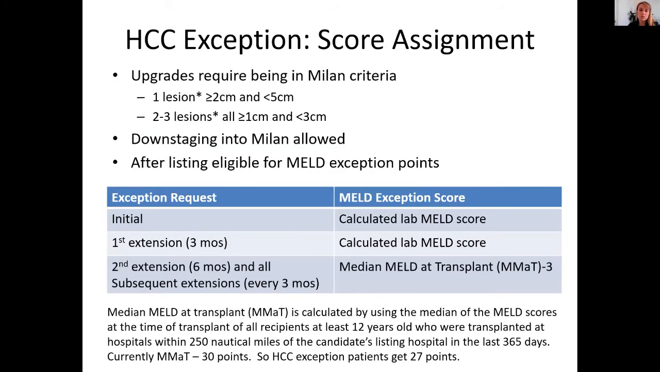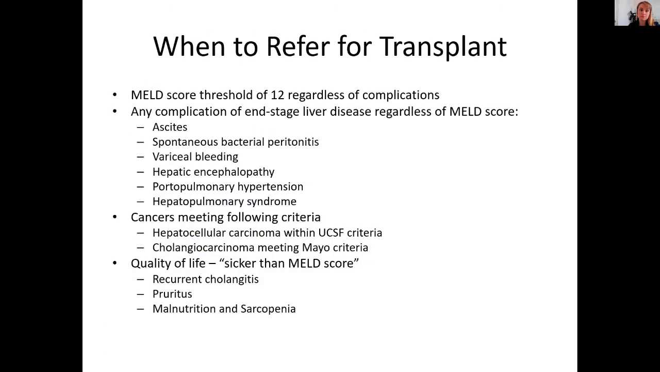Once your patient is determined to be within Milan or downstaged to Milan, they can be listed. And after a 6-month wait, they may gain MELD exception points. Exception points have changed over time, and they're now based on the median MELD score at time of transplant at the hospital. So in Colorado, our median MELD at time of transplant over the past 3 months has been 30. And so these HCC patients are granted 27 points.